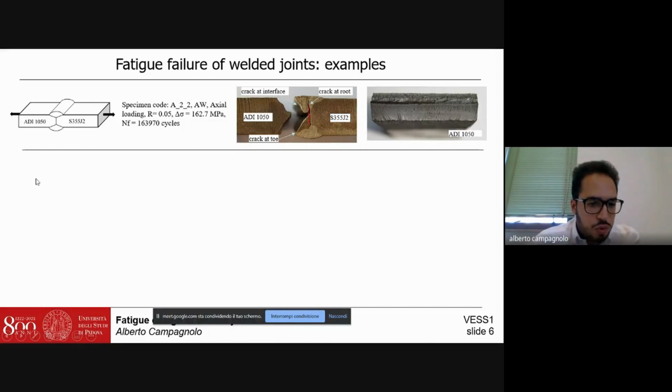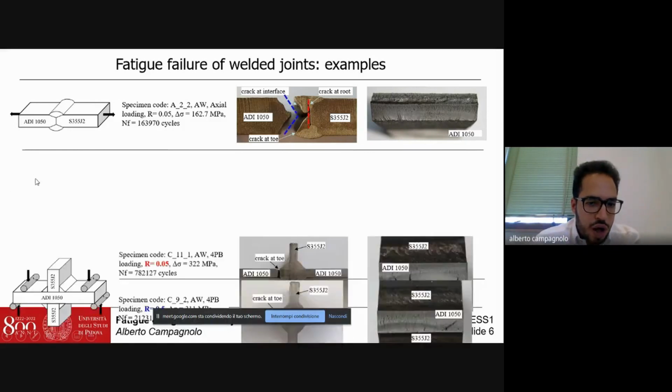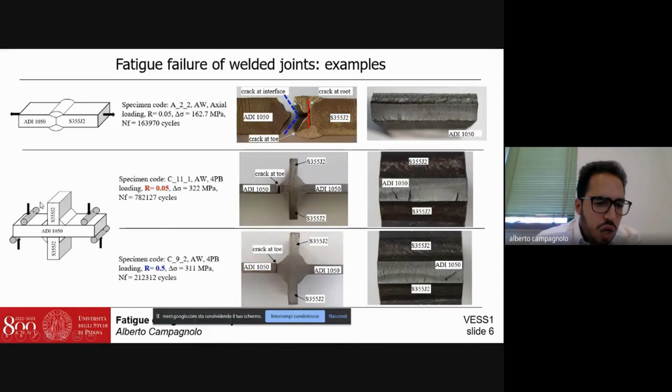Another example could be that of a cruciform joint subjected to pure bending loading, 4-point bending loading. And in this case, the unique critical location is due to the presence of the weld toe side. When testing under pure bending loading, the crack initiated from the tensile stress region, which is the lower surface of this plate, close to the weld toe side.